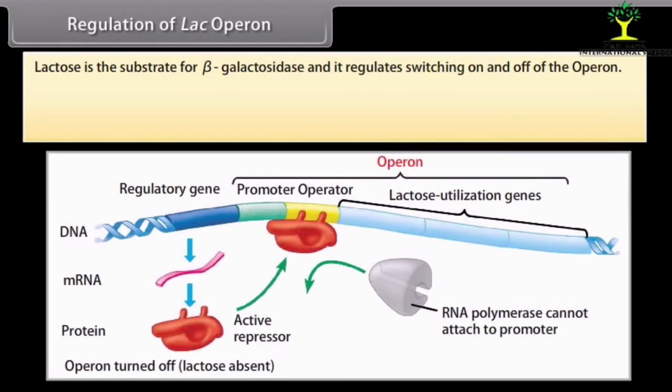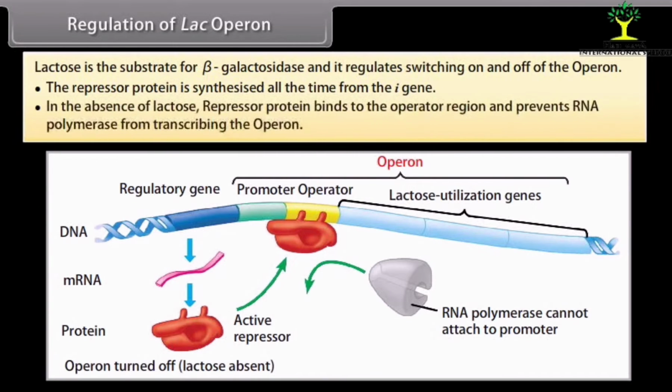Regulation of Lac Operon. Lactose is the substrate for beta-galactosidase and it regulates switching on and off of the operon. When lactose is absent, the repressor protein is synthesized all the time from the I gene. In the absence of lactose, repressor protein binds to the operator region and prevents RNA polymerase from transcribing the operon.